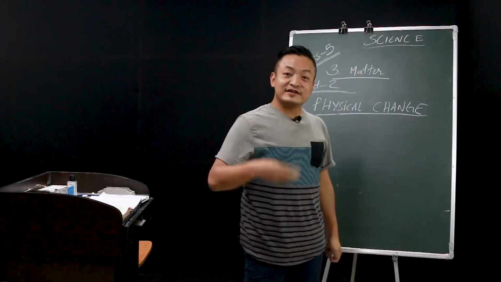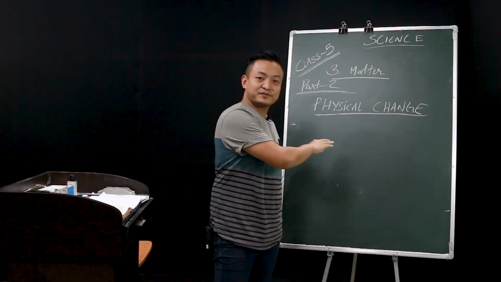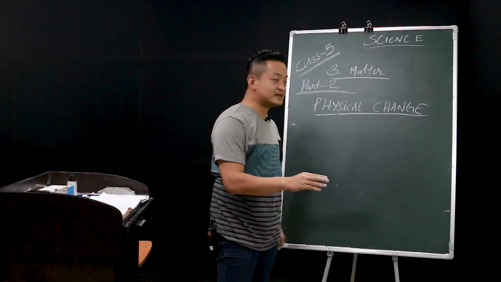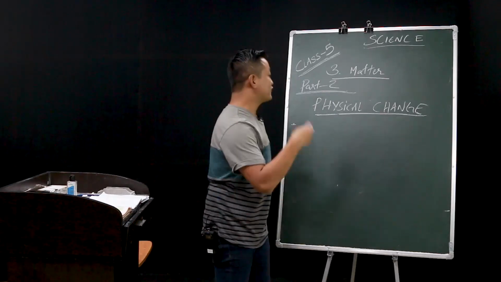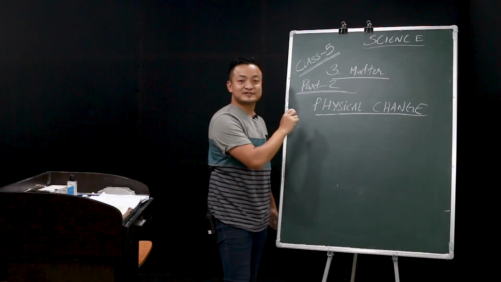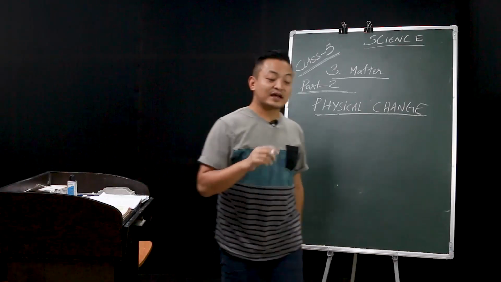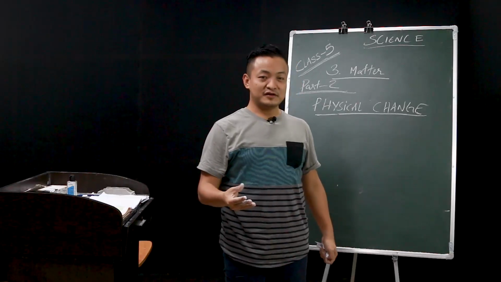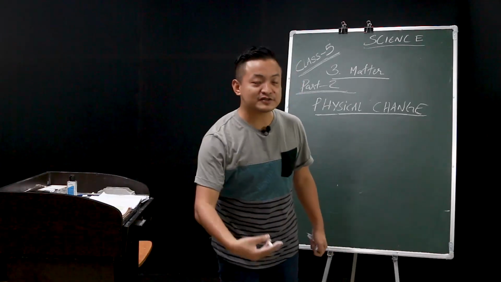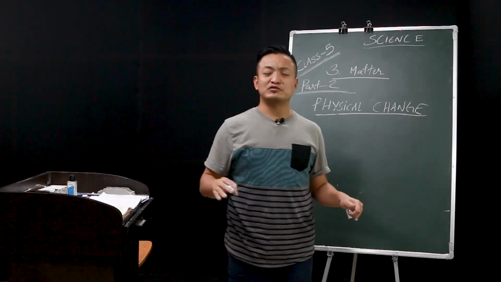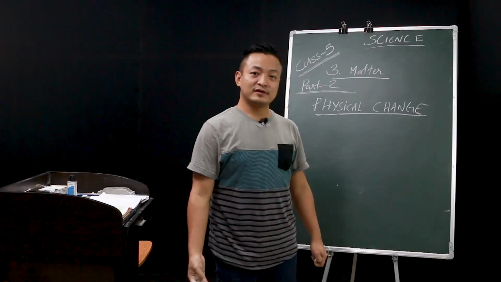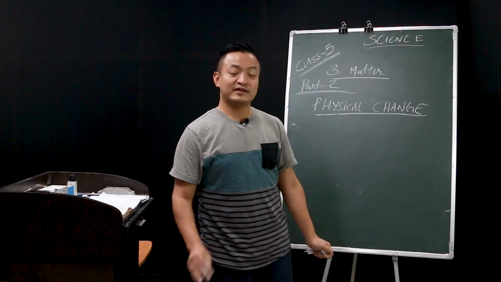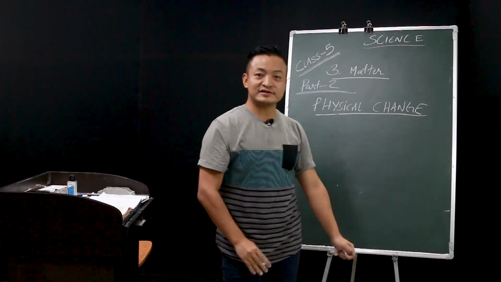Okay, students, next topic is physical change. How many types of change do we have? We have two types of change, physical change and chemical change. So first we'll start with physical change. Physical change is a type of change where you will not get to see any new property. You will not get to see any new substance. And that is known as physical change.